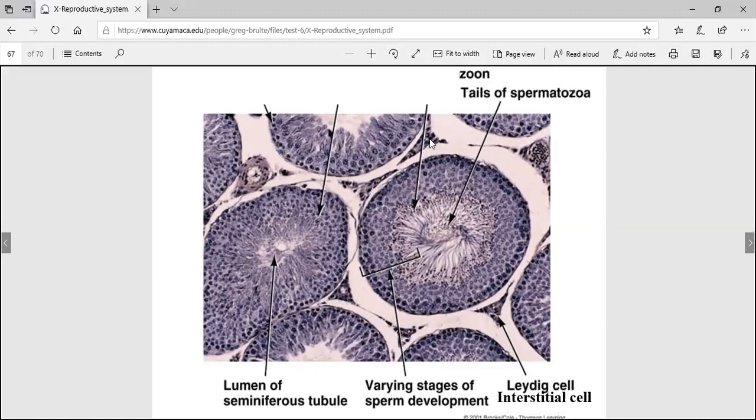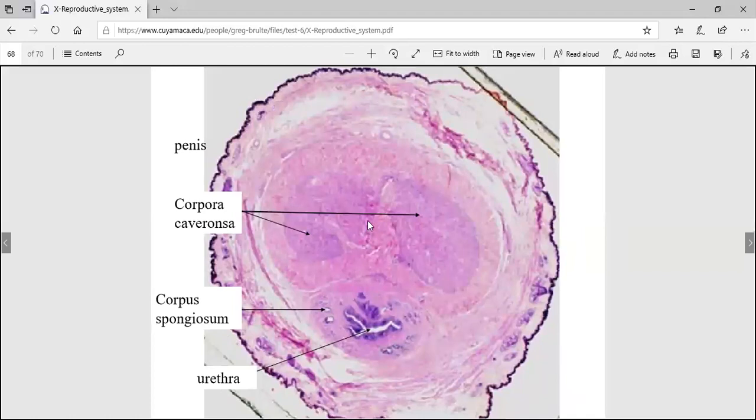But I could point at these and go, what are those? Interstitial cells. What does LH do to them? Makes them release testosterone. What is this structure? You would go, seminiferous tubule. What's being produced? Sperm, right? And then I have something that looks very similar to this. And so there's your corpora cavernosa, there's your corpus spongiosum, and there's your urethra.